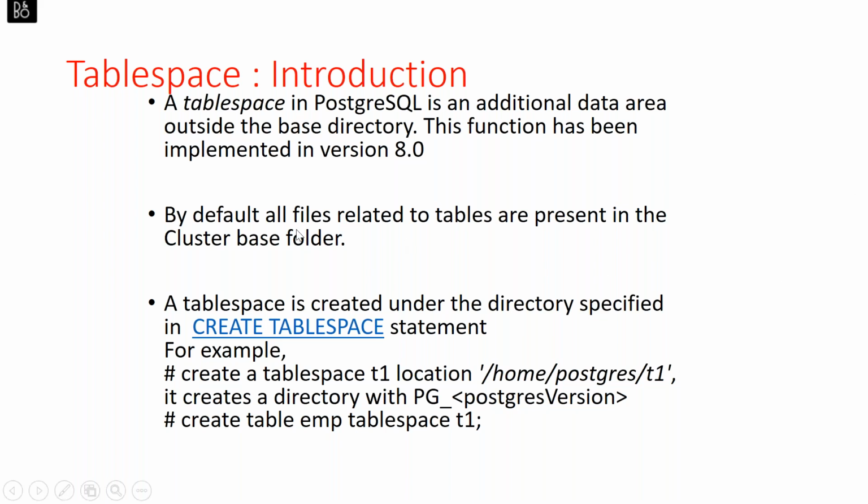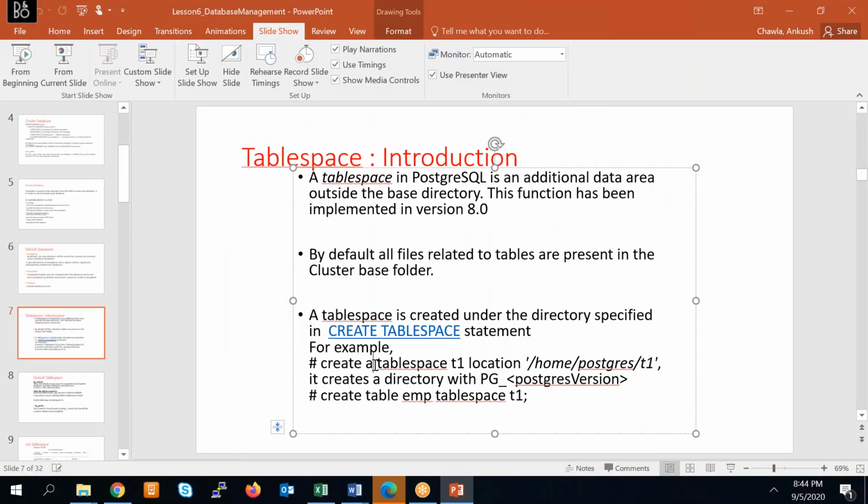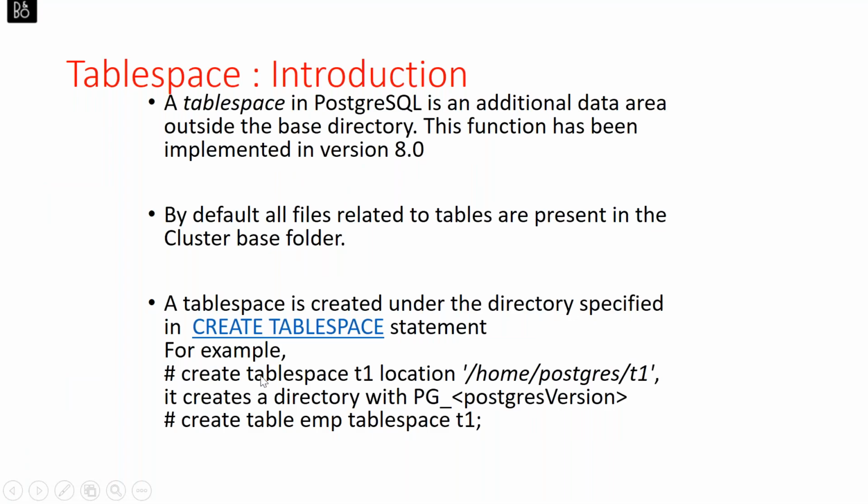Okay, so table space. Now table space, this is the command. I think we already did it practically, but this is the command to create a table space. You say create tablespace, maybe T1 is the name of the table space, and then location. Location you specify, for example home Postgres T1, any location you can specify.